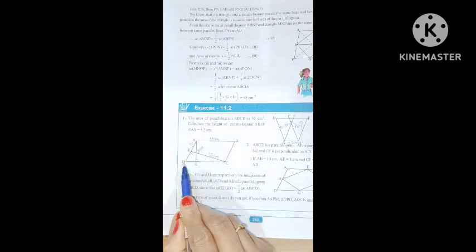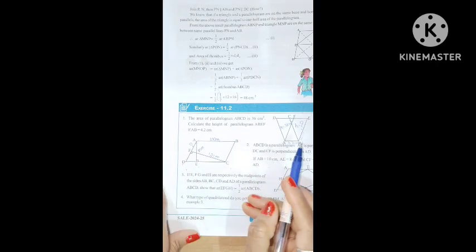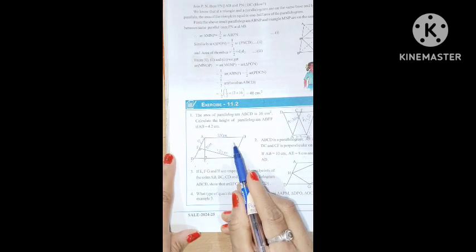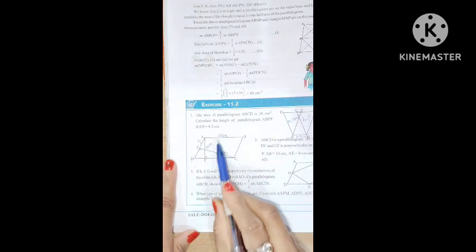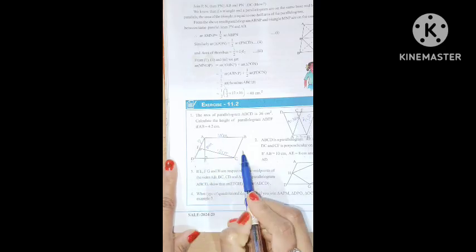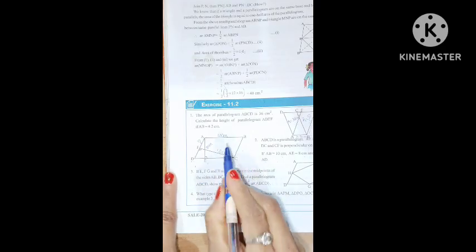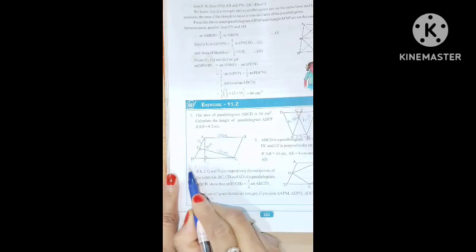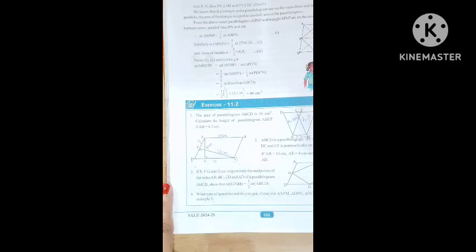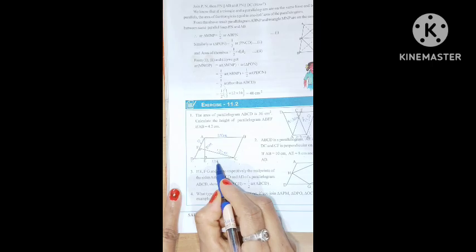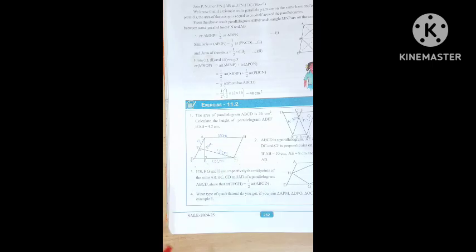Okay, this parallelogram is given. We know the parallelogram properties. Do you know parallelogram properties? Yes. We know that opposite sides are equal in a parallelogram. So that's why AB is equal to CD. This length is also the same, CD is also 10 centimeters. Why it is the same 10 centimeters, understood?